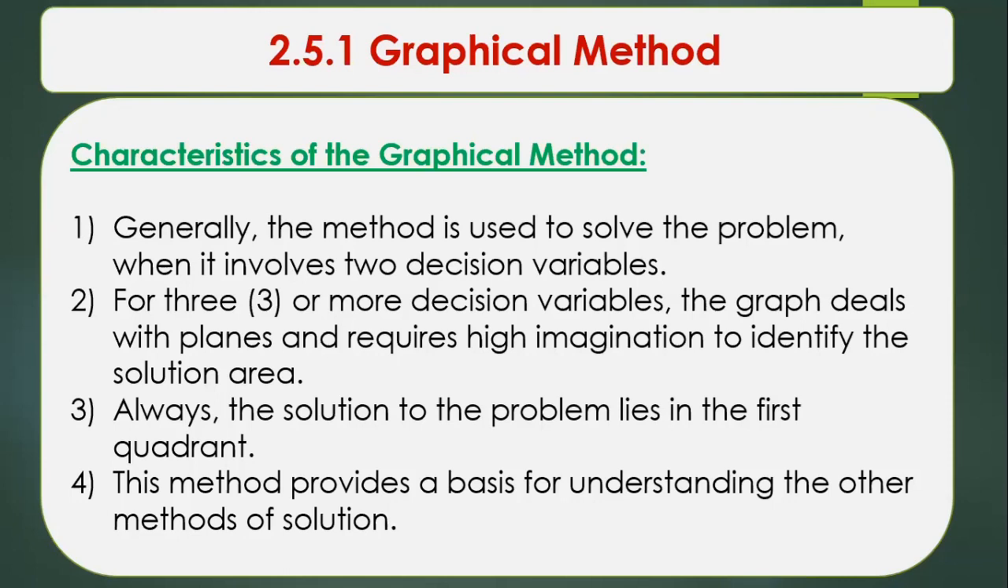Now, the characteristics of a graphical method. First, generally, the method is used to solve a problem when it involves two decision variables. Second, for three or more decision variables, the graph deals with planes and requires high imagination to identify the solution area. Third, always the solution to the problem lies in the first quadrant, like I said earlier. And lastly, this method provides a basis for understanding the other methods of solution.